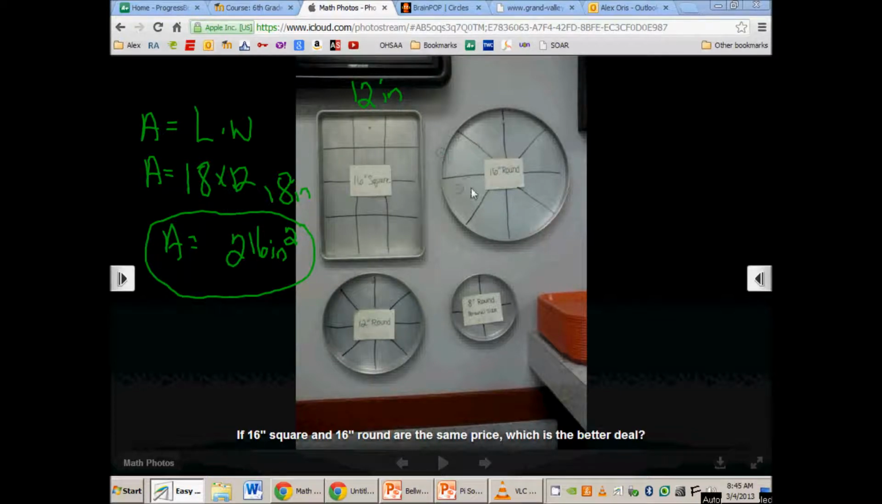Now the 16-inch round, I think we have to use a different strategy. Okay, to find the area of the circle, we have to use one of our formulas. Does anybody know the area of a circle? You multiply the circumference times the diameter. Okay, now to find circumference, it's pi times diameter.